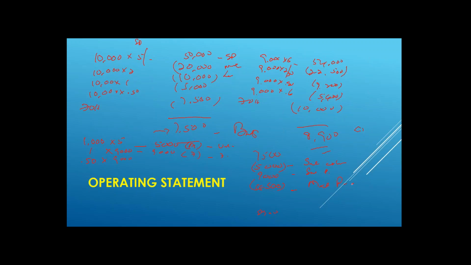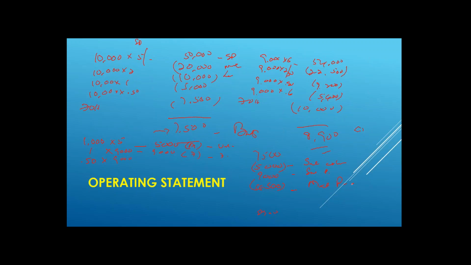Usage, no variance. Why? Because for 10,000 units, we were supposed to use 10,000 kilograms, and for 9,000, we should have used 9,000. So we have used exactly the same amount. So no usage variance. Let's look at the labor. Labor, we were supposed to use 10,000 labor hours, and for 9,000 units we have used 9,000. So that means no efficiency variance.